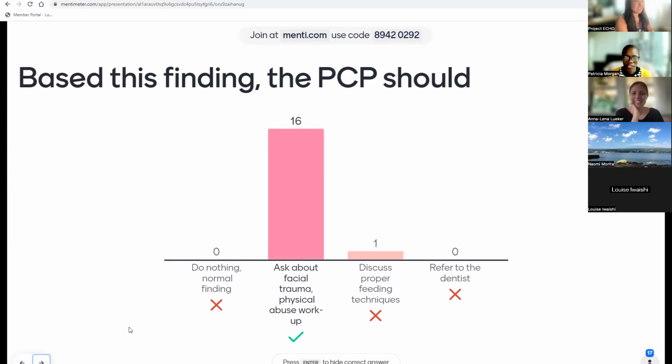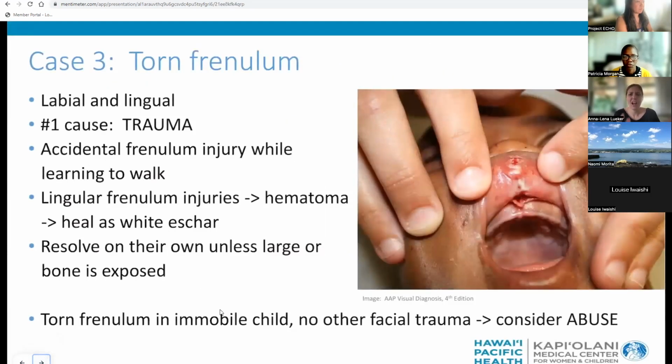Okay, so I've been forgetting to do this on the other slide. This will show you the correct answer: asking about facial trauma and pursuing a physical abuse workup. So let's talk a little bit about this finding. This is a torn frenulum. This is not the same picture, but this was a better picture, but I felt it was almost a little too obvious if I showed it. So that's why I used the other case.